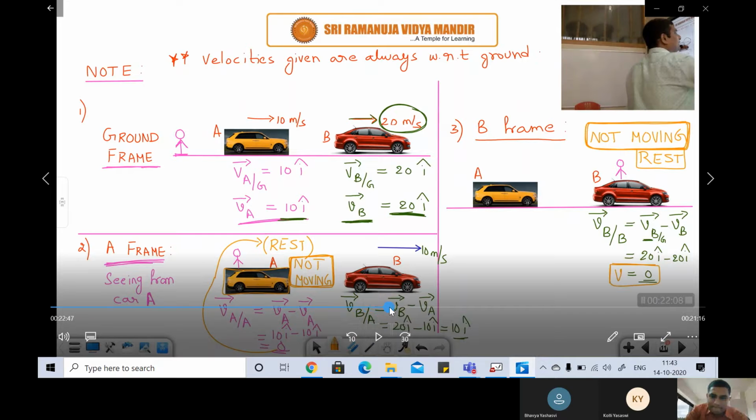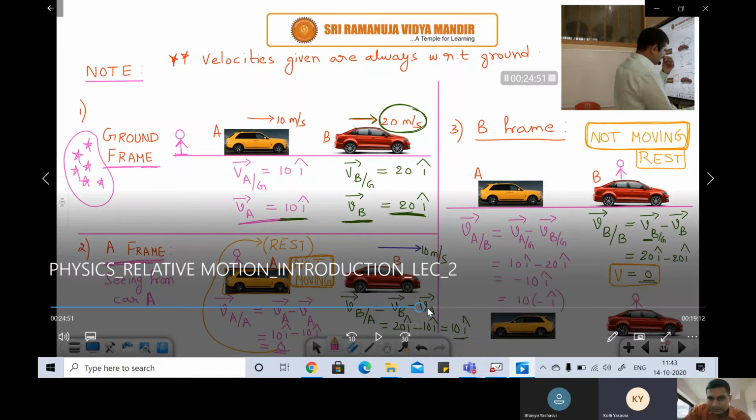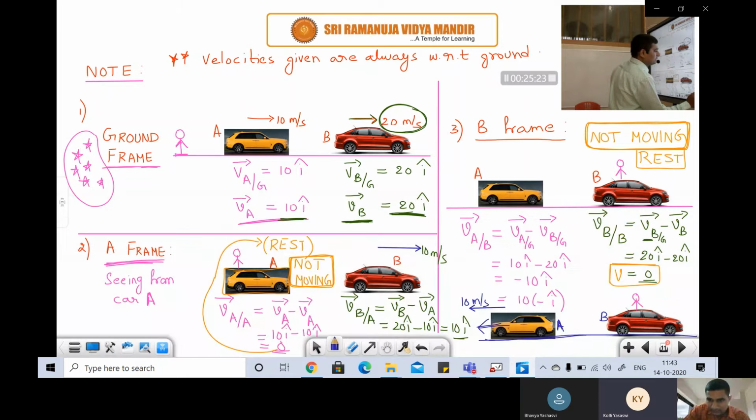What is the velocity of A? Minus 10 meters per second, sir. Correct. Minus 10 means what? Moving to the left side. Correct. So now you see the direction of the car. Are you able to see the direction of the car? Yes, sir.